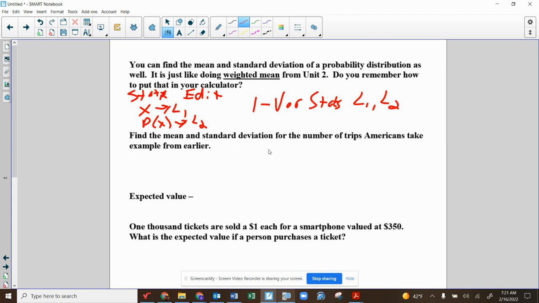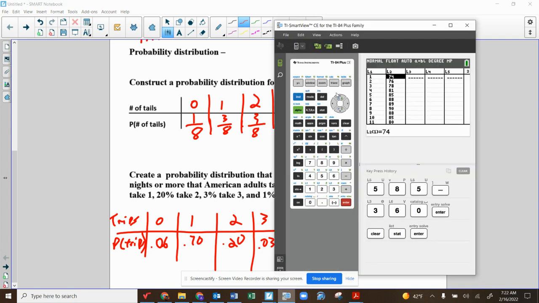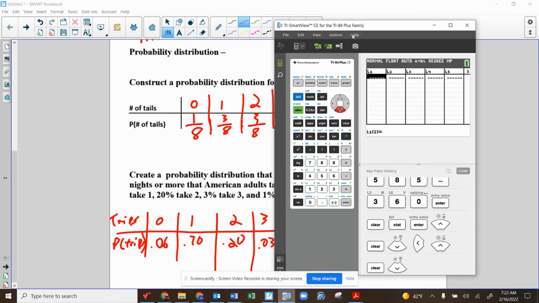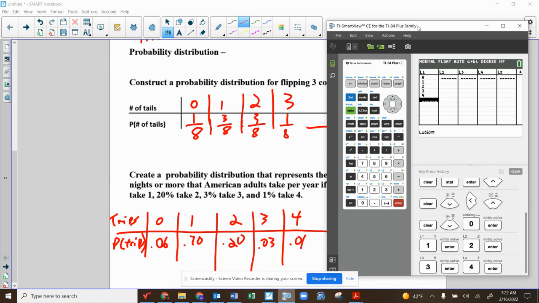Okay, so if I want to find the mean and the standard deviation from that previous example over here with the number of trips, clear out your lists if there's anything in there. Like I've got here, make sure it's L1 and L2. If it's not, then ask me and I will help you fix that. Type in your numbers. Make sure you don't screw up any numbers.